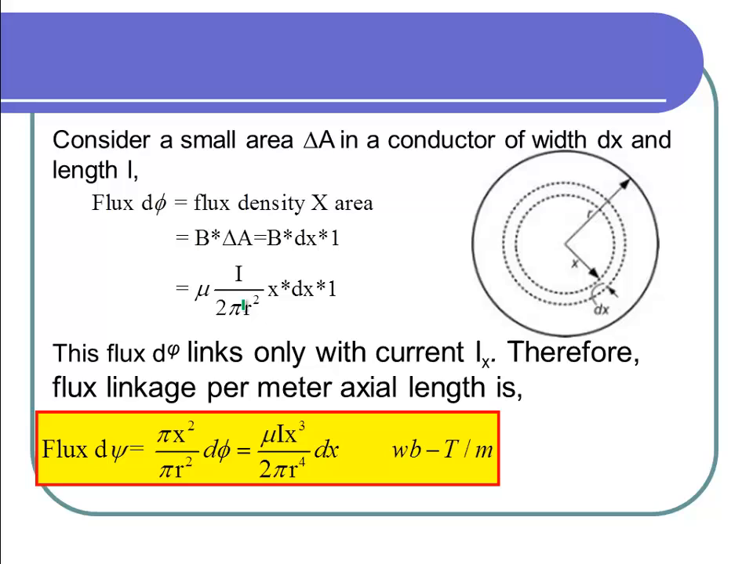of the internal conductor. So let's say the final equation here is the flux linkage d psi equal to pi x square by pi r square d phi, and this we can finally get the equation mu I x cube dx by 2 pi r to the power 4 Weber turns per meter. This is the final expression for the circular path magnetic flux linkage. Now we have to apply the limits.